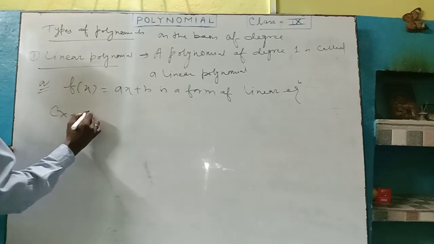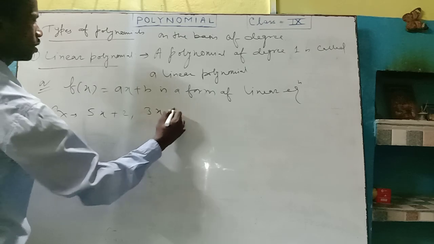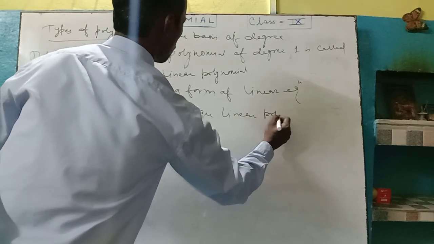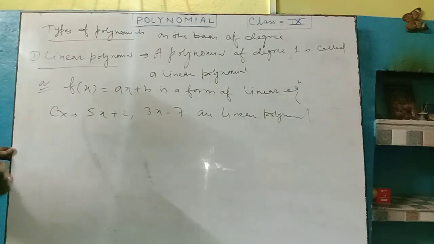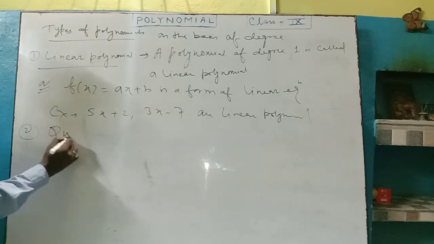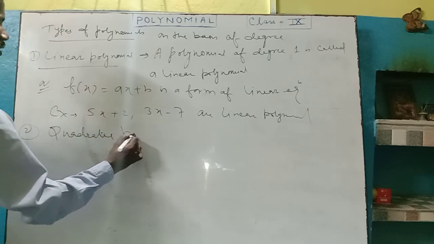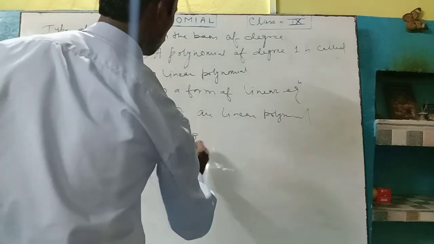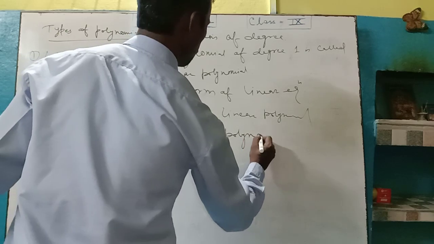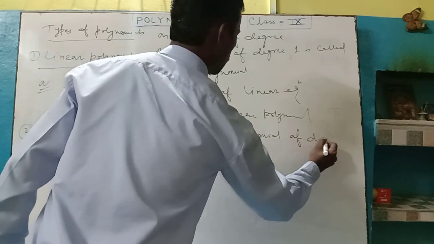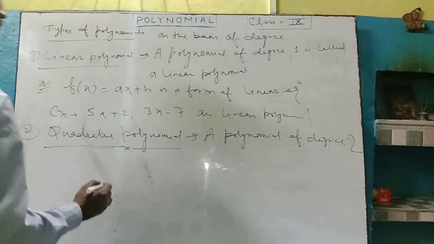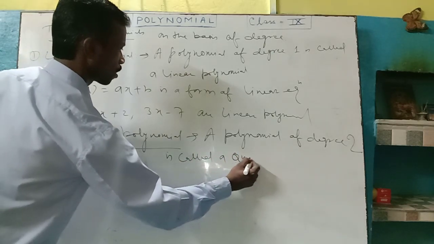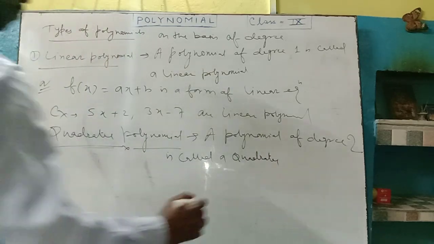Example: 5x plus 2, 3x minus 7 are linear polynomials. Second is the quadratic polynomial. A polynomial of degree 2 is called a quadratic polynomial.